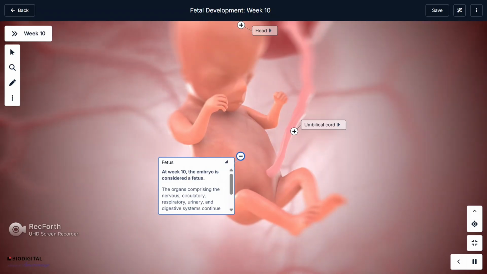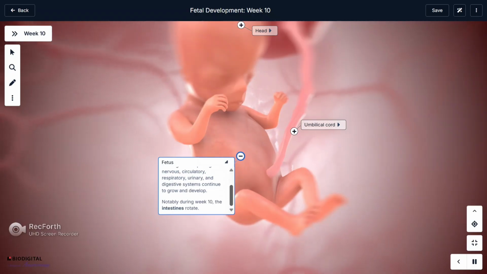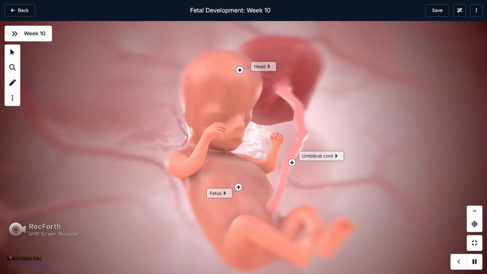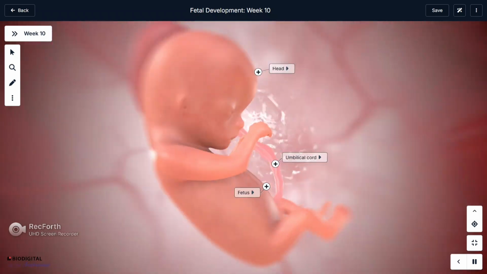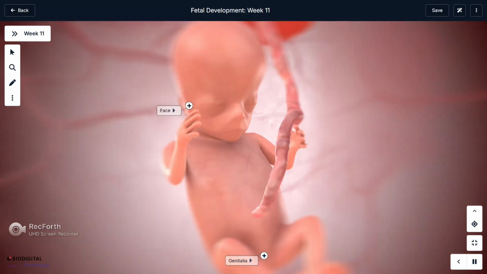At week 10, the embryo is considered a fetus. The organs comprising the nervous, circulatory, respiratory, urinary, and digestive systems continue to grow and develop. Notably, during week 10, the intestines rotate. So this is the fetus by week 10 of its development.